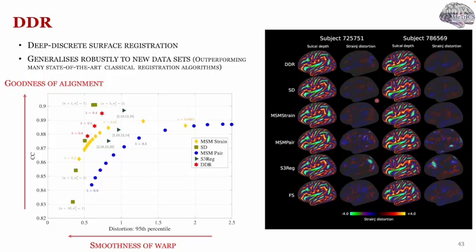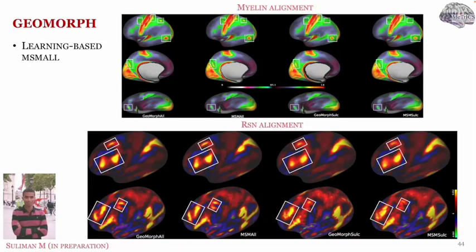regularized version of MSM. Whilst generalizing to new data sets sufficiently robustly that the alignment of test subjects is better than MSM and almost as good as spherical demons for cortical folding. But unlike spherical demons, newer versions of DDR, known as geomorph, also generalize to multimodal registration, generating sharp group averages of cortical myelination and function that align small and highly variable structures in the images as well as MSM all.